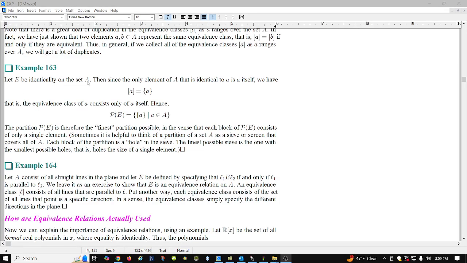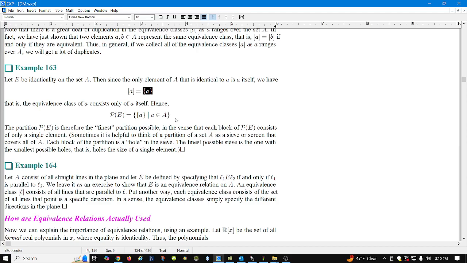Identicality on a set. What are its equivalence classes? That's an equivalence relation: reflexive, symmetric, and transitive. Well, the equivalence class generated by A is all the elements of the underlying set that are identical to A. Well, that's just A. So these are singleton subsets. So this set of equivalence classes, the partition, is in fact the finest possible partition on the set A, in the sense that each block just consists of a single element.